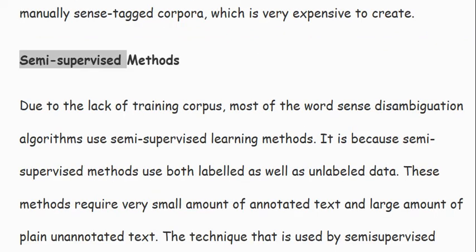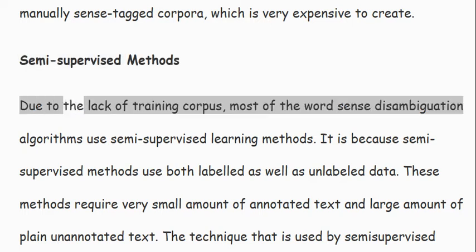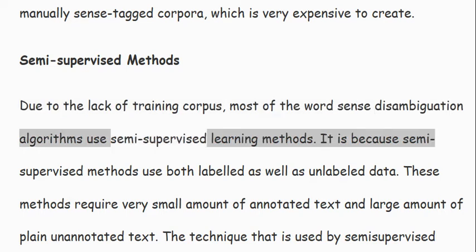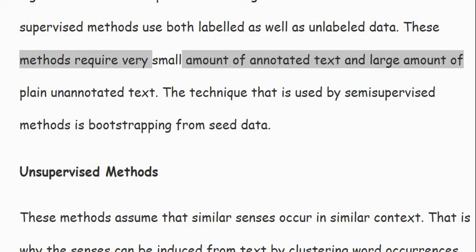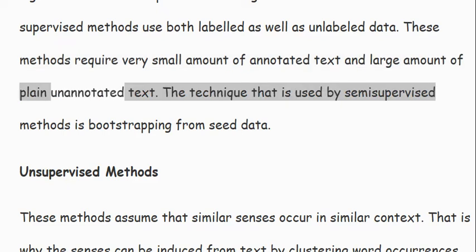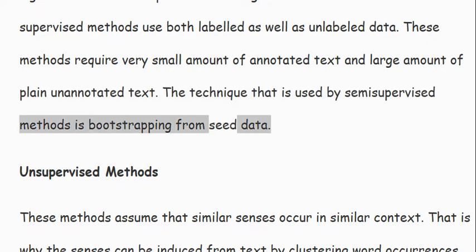Semi-supervised methods. Due to the lack of training corpus, most of the word sense disambiguation algorithms use semi-supervised learning methods. It is because semi-supervised methods use both labeled as well as unlabeled data. These methods require a very small amount of annotated text and a large amount of plain unannotated text. The technique that is used by semi-supervised methods is bootstrapping from seed data.